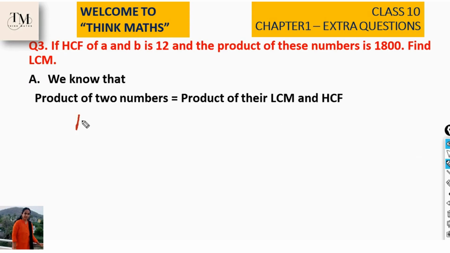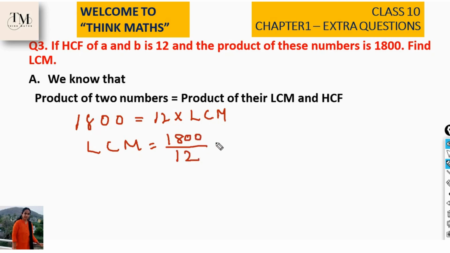So the product of two numbers is 1800, which equals the product of LCM and HCF. The HCF value is 12. So 12 into LCM equals 1800, and then LCM will be equal to, if we take the 12 to the other side, 1800 divided by 12. If I divide by 12, 1 12 is 12, balance is 6. 5 12s are 60. So here one 0 will be there. So the answer is 150.